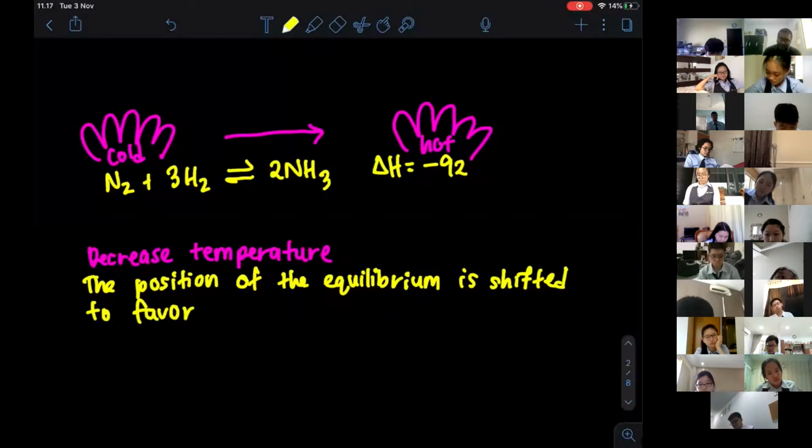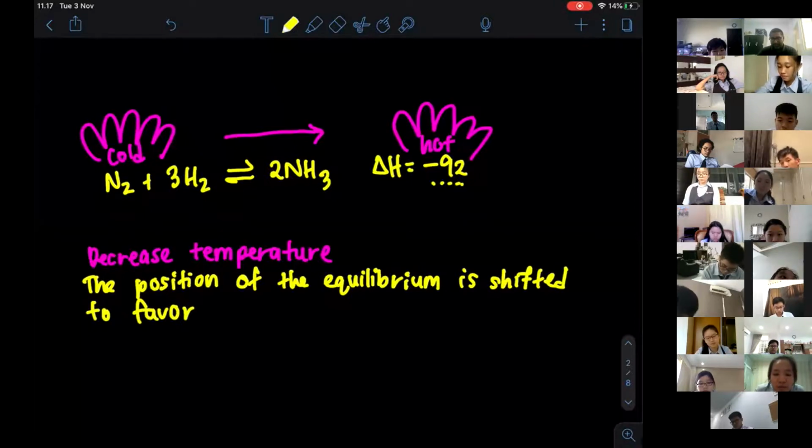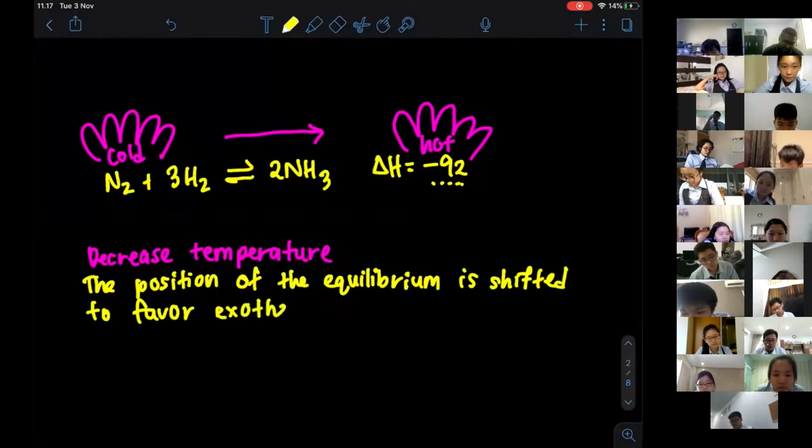Moving to the right. What is this? Endo or exothermic? Ella, you want to help? Endo or exo? Okay, so this is going to be exo. So it means the position of the equilibrium is shifted to favor exothermic reaction.